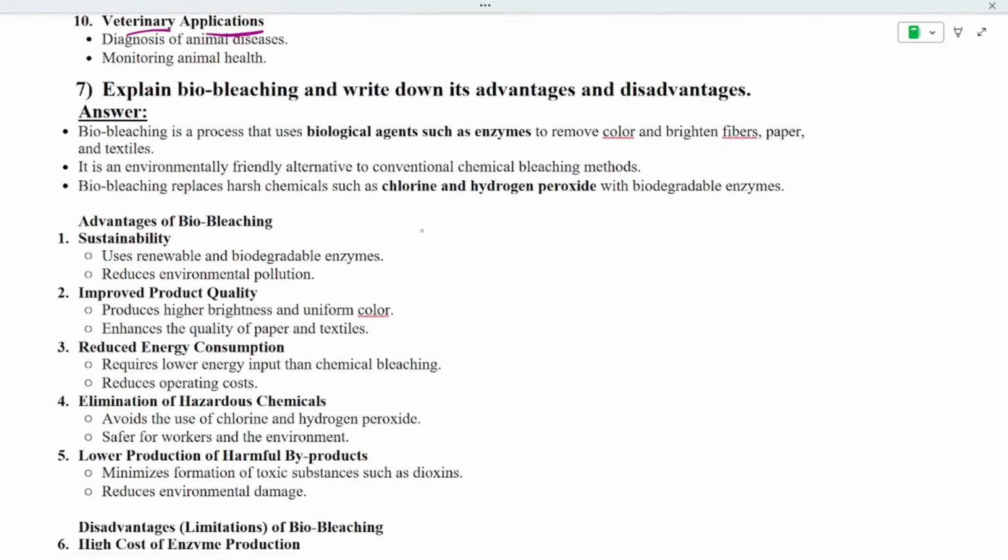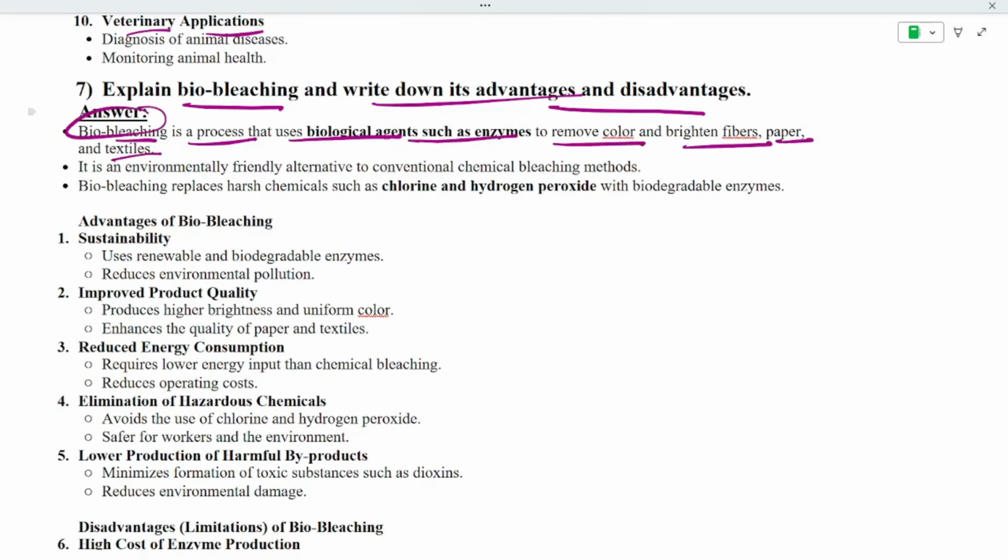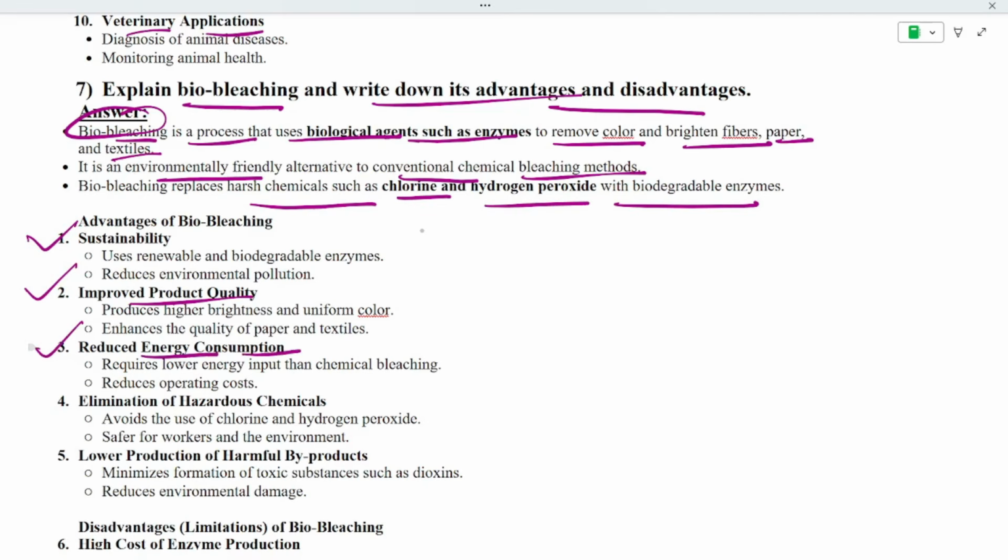Next is about biobleaching, and write down its advantages and disadvantages. Biobleaching is a process that uses biological agents such as enzymes to remove color and brighten fiber, paper and textile. It is an environmentally friendly alternative to conventional chemical bleaching methods. It replaces harsh chemicals such as chlorine and hydrogen peroxide with biodegradable enzymes. Advantages: sustainability, improved product quality, reduced energy consumption, elimination of hazardous chemicals, and lower production of harmful byproducts.